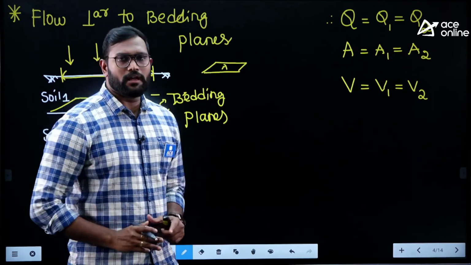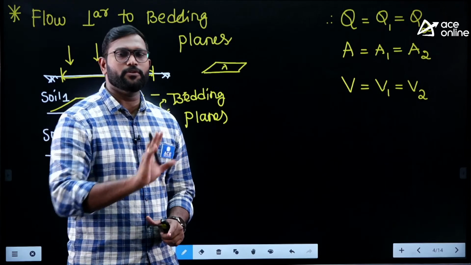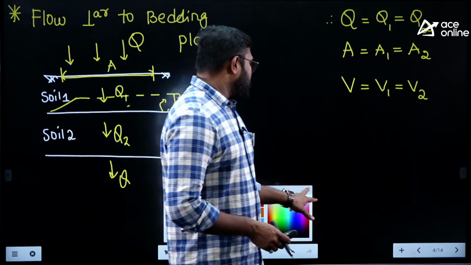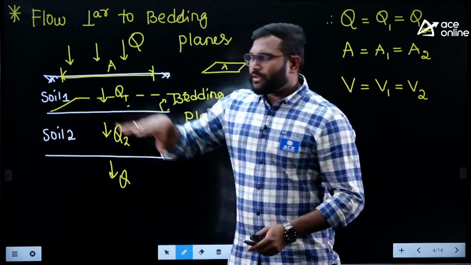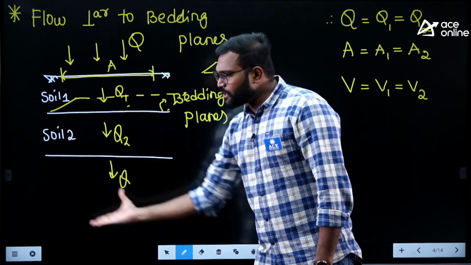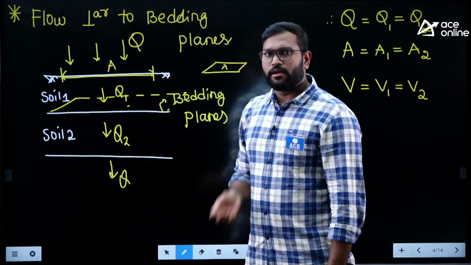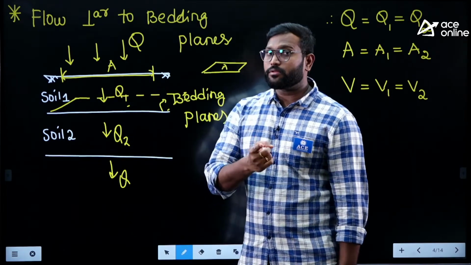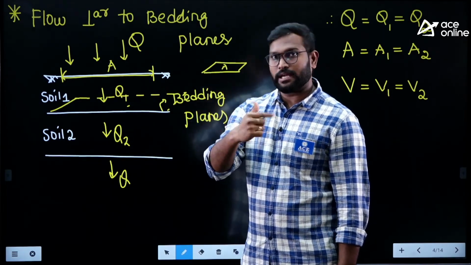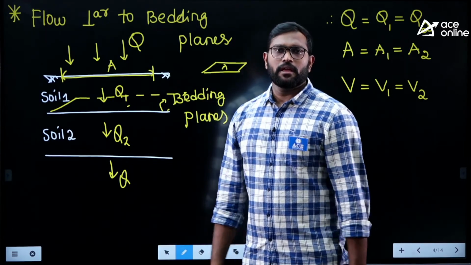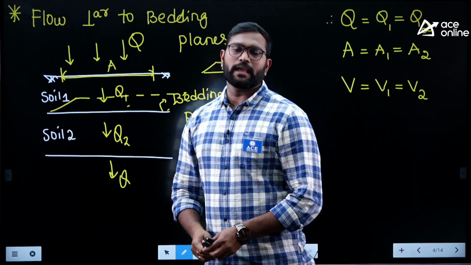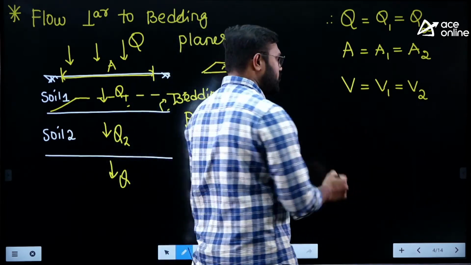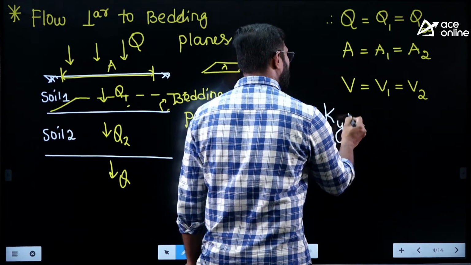So let's first find the equation and then we'll see how it is beautifully applicable to the questions. Now, if you observe here, whatever the flow velocity when the flow is perpendicular to the bedding planes, that average velocity is the same in soil 1 and in soil 2. But I told you the soil is individually homogeneous. Can I apply Darcy's law? Yes. As per Darcy's law, V equals K i.